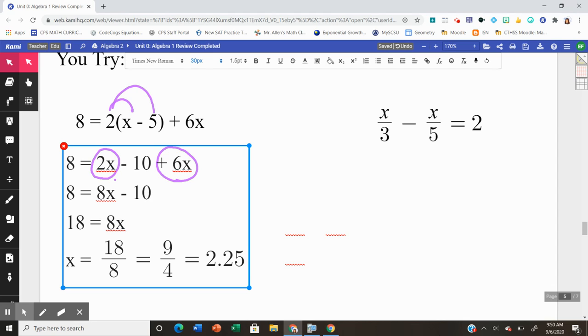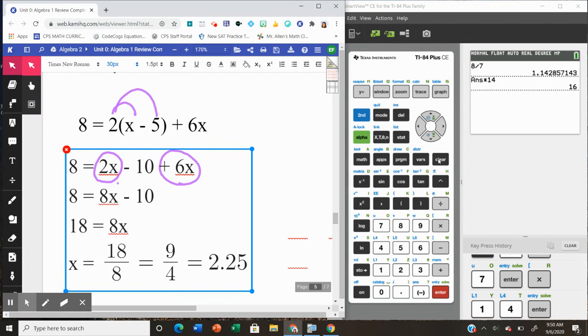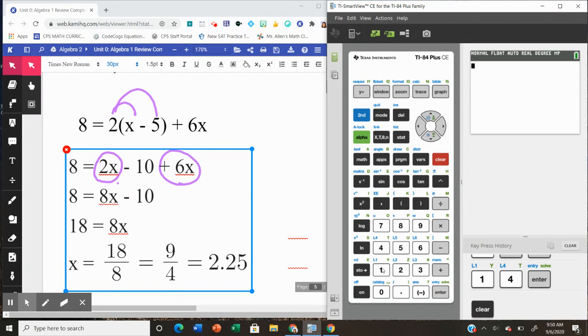So if you leave your answer as 9/4, it's 100% correct. If you leave your answer as 2.25, again, 100% correct. If you leave your answer as 18 over 8, I will be taking off partial credit because that is not a fully simplified answer. Keep in mind your calculator does naturally reduce fractions for you.